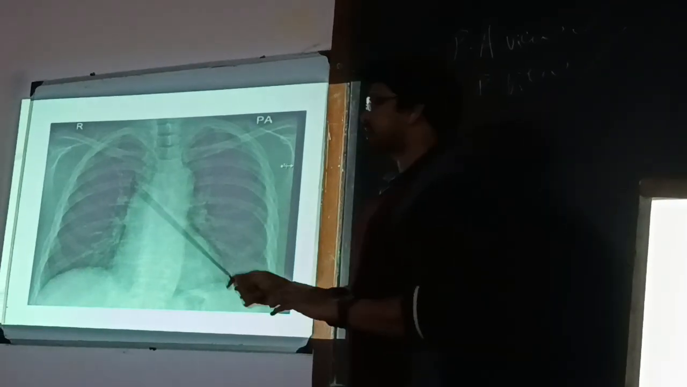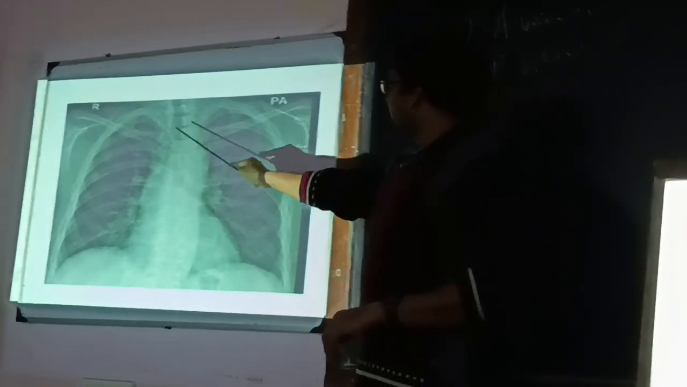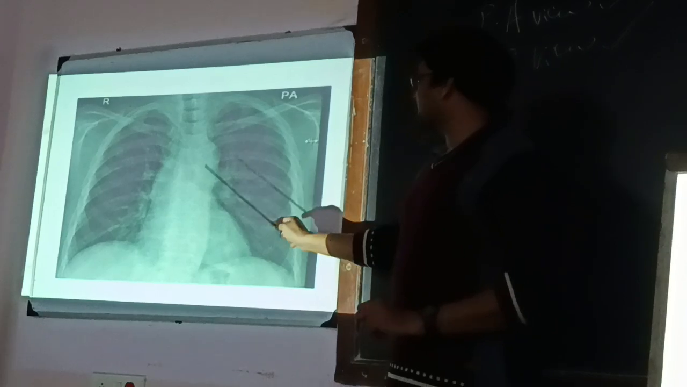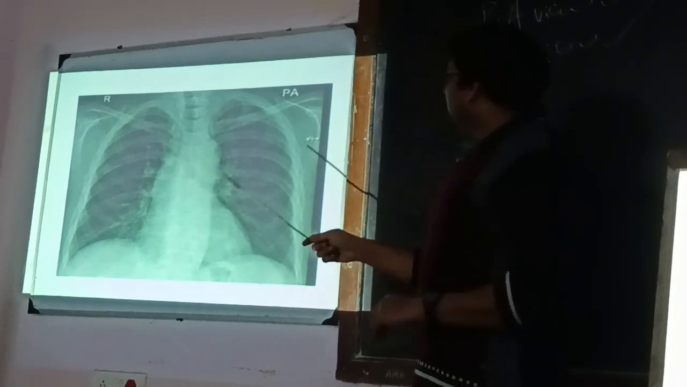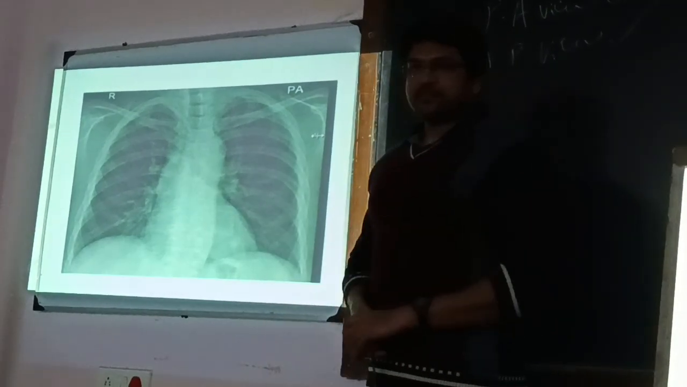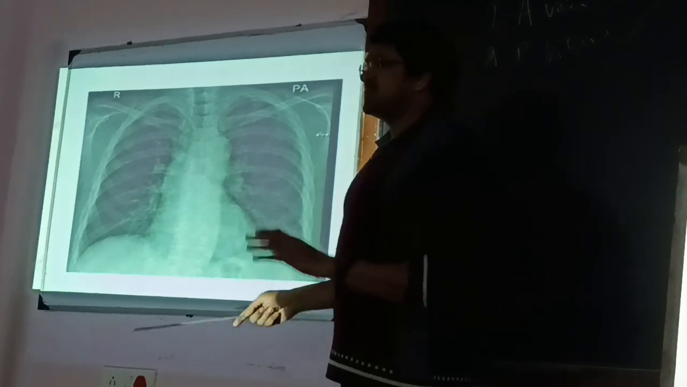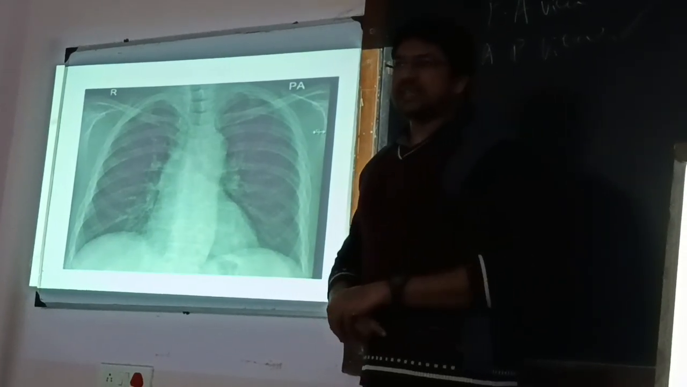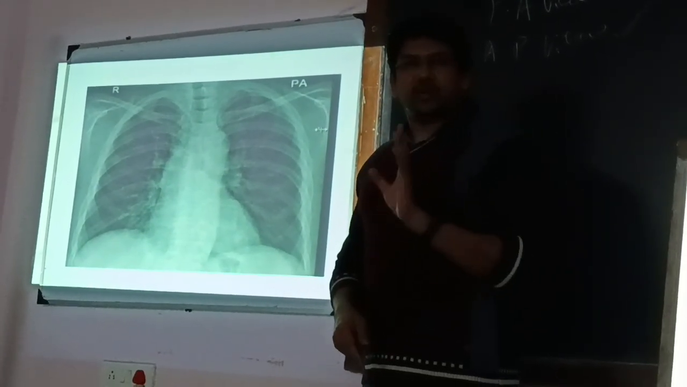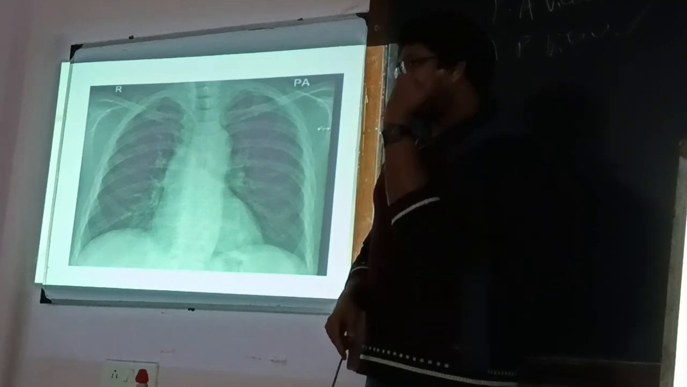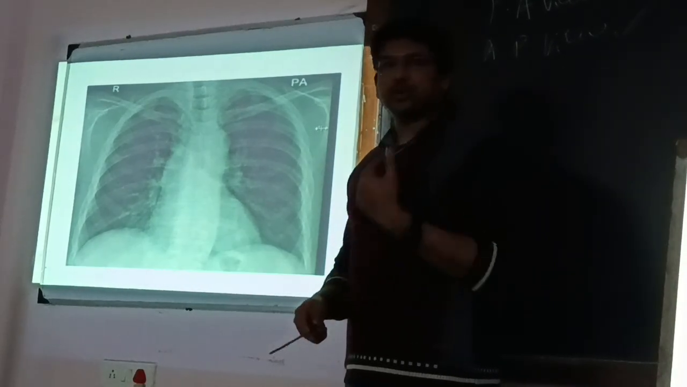Let us see the other structures over here. So we have finished the bony part. Let us focus on the soft tissues. First of all, let us see the trachea. You can see that the trachea is more deviated towards which side? Right side. Why? Because the arch of aorta will be pushing the trachea towards the right side.